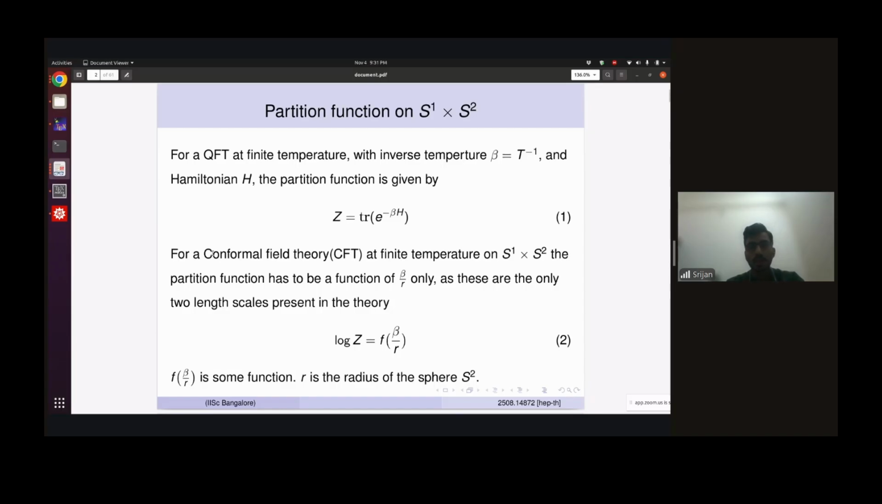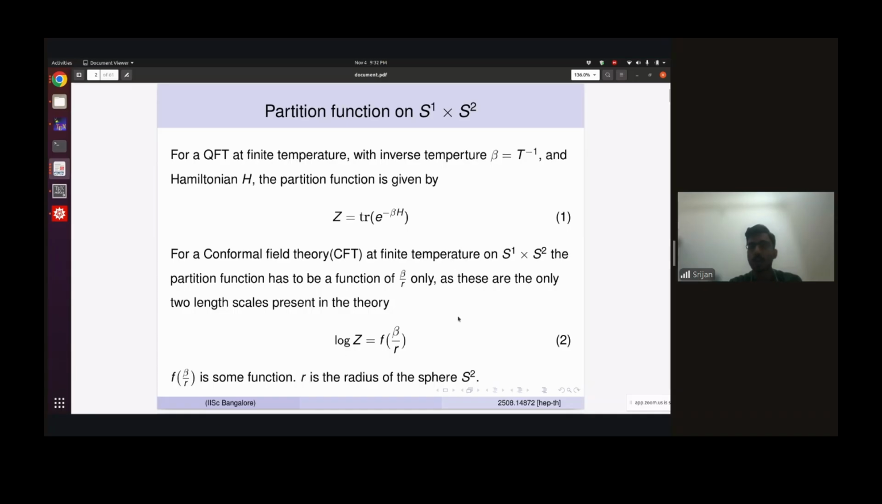Now if I consider a CFT, a conformal field theory, at finite temperature on S1 times S2, this is the geometry which I consider. S1 is there because we are studying the conformal field theory at finite temperature, and in the path integral representation, you have the Euclidean time direction compactified as a circle of length beta, which is the inverse temperature. And S2 is a two sphere, the spatial manifold, and that is of radius r.